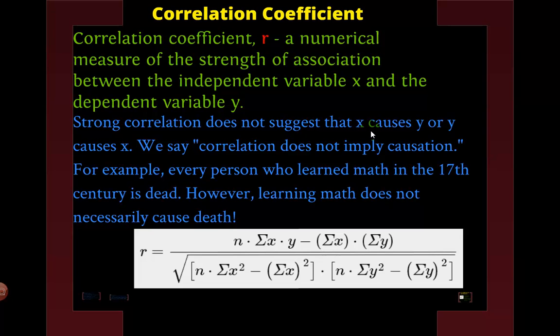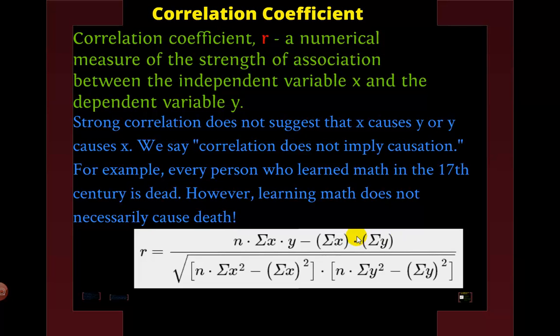Now remember, correlation does not mean we have causation. Here, every person who learned math in the 17th century is dead. However, learning math does not necessarily cause death. We only wish it did. Some of us. But just because correlation is high doesn't mean one causes the other. Those are the things we have to remember.